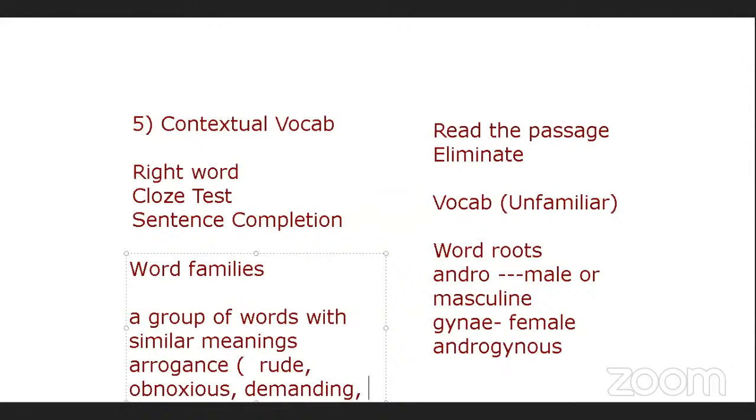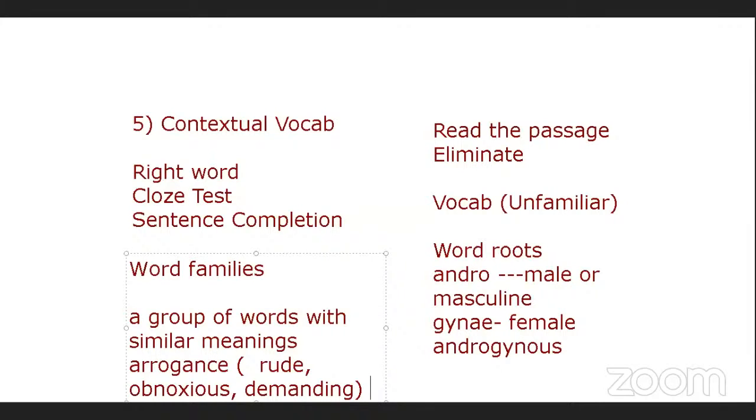The best part is you may not know what obnoxious means, but when you know the word family, that it comes under the family of arrogance, then you can guess that some level of its meaning is about arrogance. That's where you'll understand the context. Got it, guys? There is a list of this too. You have a lot of work to do here, because it's all about your awareness.